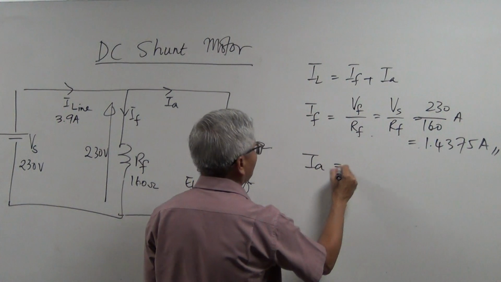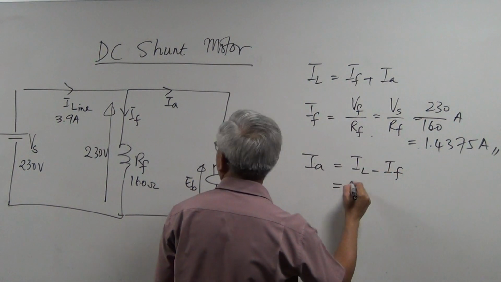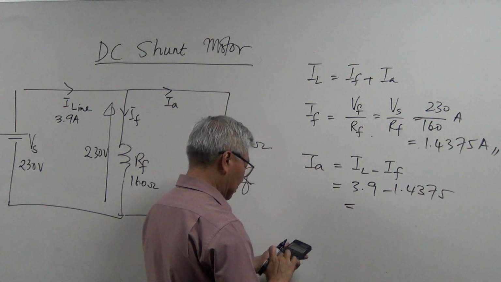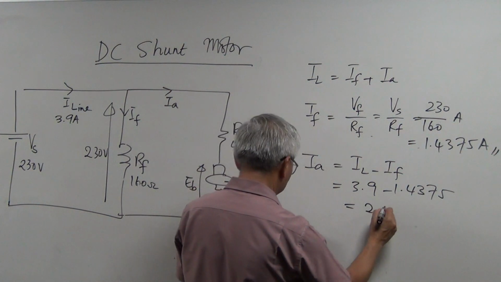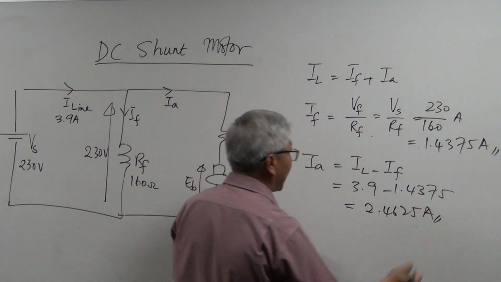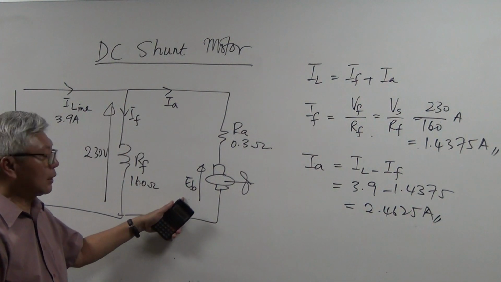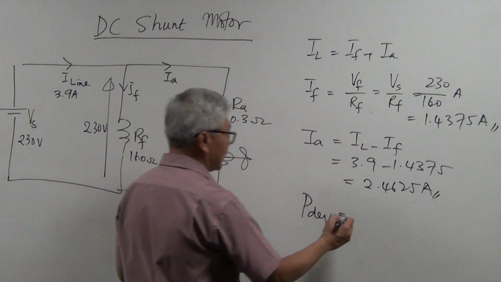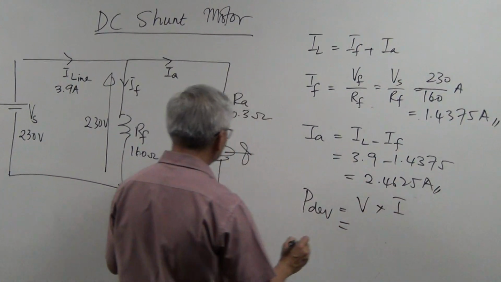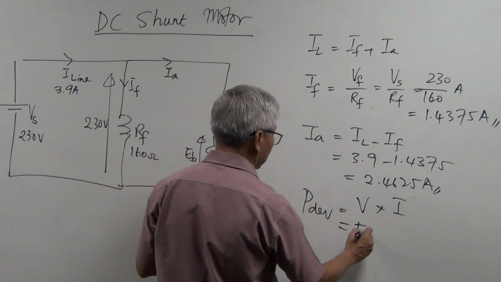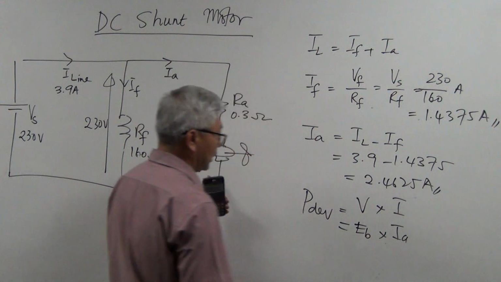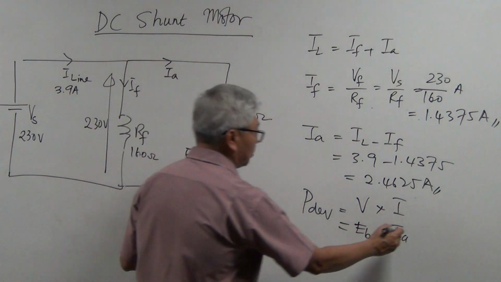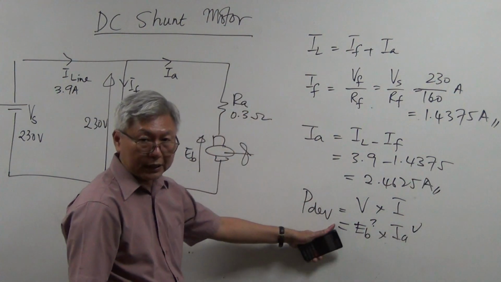IA is equal to IL minus IF. And IL is 3.9 minus 1.4375. So I have 2.4625 ampere. So that's the armature current. Alright, so the next thing to calculate would be, if I were to ask you, calculate for me the power developed. It's the same. You would say it's equal to V times I. Which V? EB. Right? EB and IA. But do we know the value of EB yet? We do not know. We know IA, but we do not know EB. So we need to calculate EB.